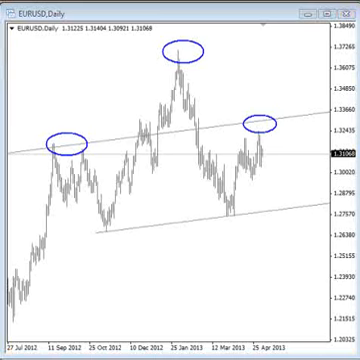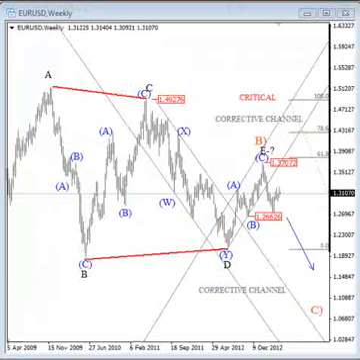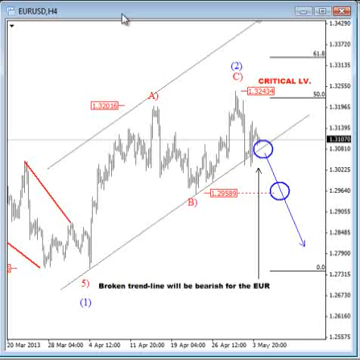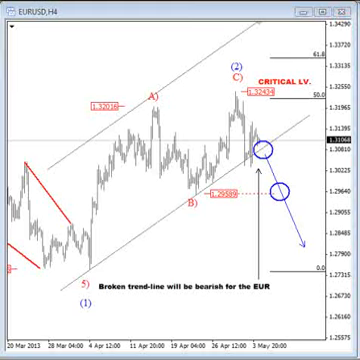Okay, and now let's take a look also at the dollar index, and the reason why I have this as my primary wave count, which suggests that the top is here in place and that we will see 5 waves down.